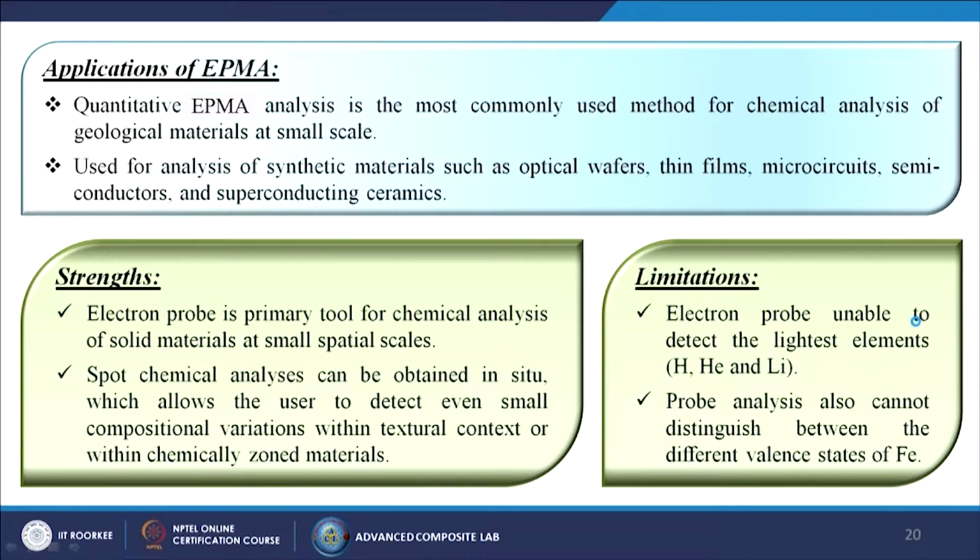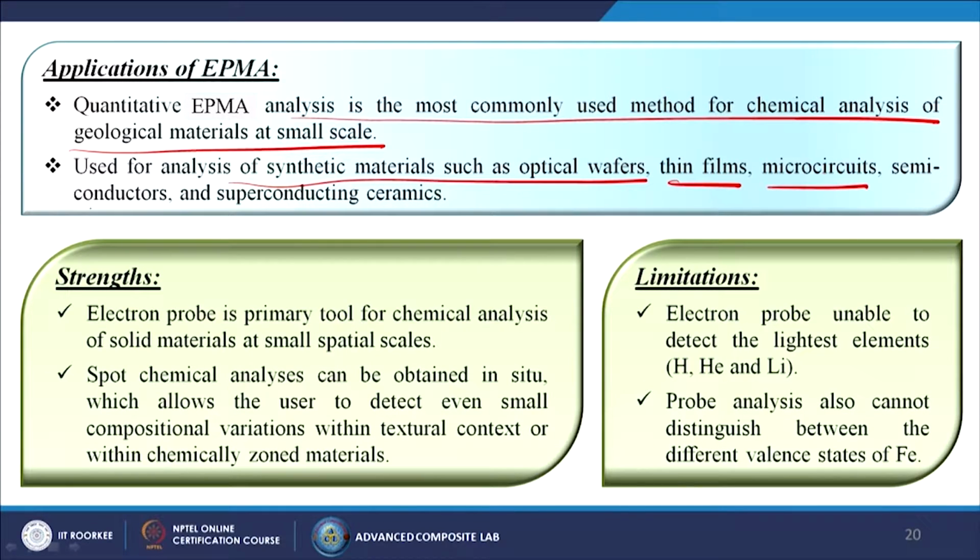Applications: quantitative EPMA analysis is the most commonly used method for chemical analysis of geological materials at small scale, and is used for analysis of synthetic materials such as optical wafers, thin films, microcircuits, semiconductors and superconducting ceramics. Strengths: the electron probe is primarily a tool for chemical analysis of solid materials at small spatial scales. Spot chemical analysis can be obtained in situ, which allows the user to detect even small compositional variations within textural context or within chemically zoned materials.